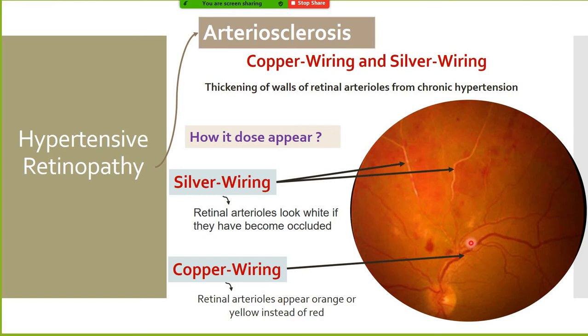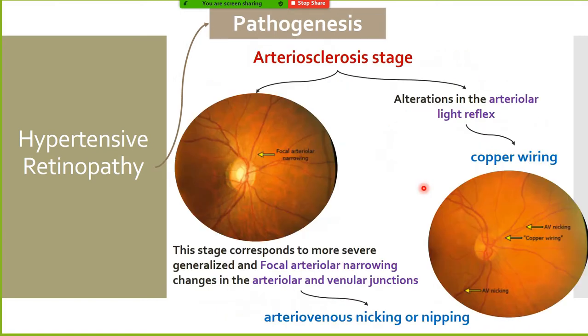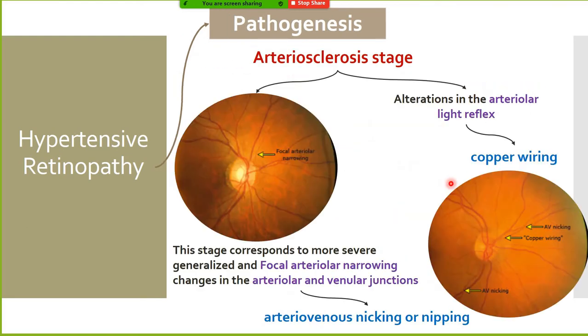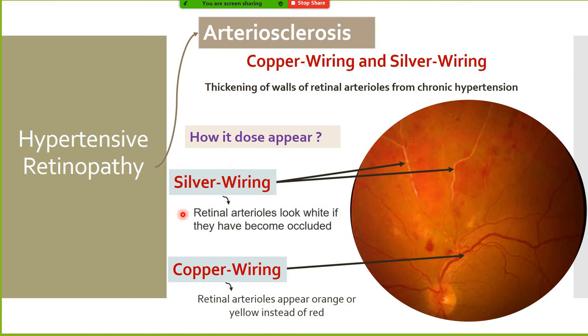Okay, copper wiring and silver wiring. Usually a blood vessel will have blood and is pinkish in color, whereas in a silver wiring appearance, the retinal arterioles look white, as if they have occluded. So when there is too much narrowing, just look at this. Here there is a narrowed blood vessel. When it becomes too thickened and the entire passage gets closed, then there is an occlusion. So that is where we get silver wiring.